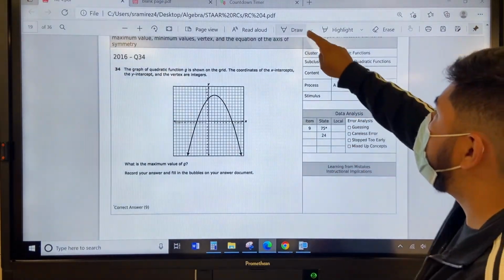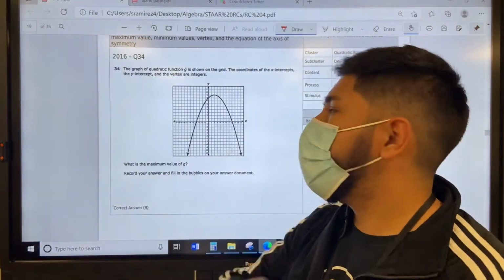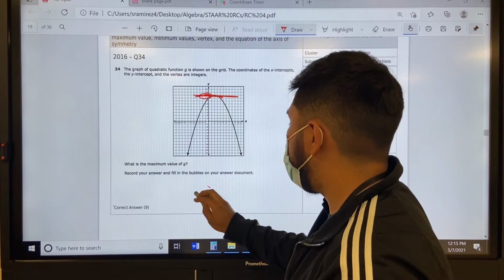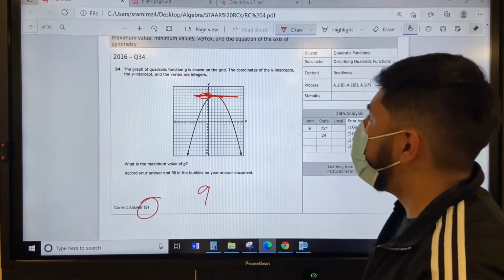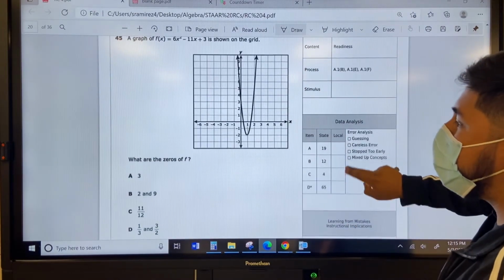What is the maximum value? Maximum, we talked about it maybe a couple weeks ago. It's going to be the highest point. Where is it touching? 9. Boom. Love it. This is an easy part.